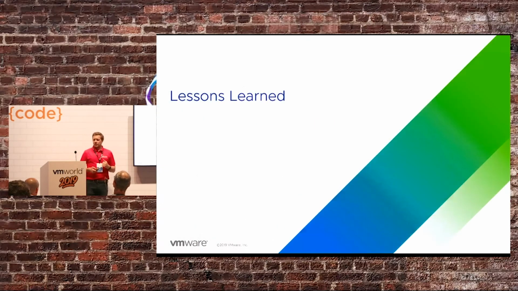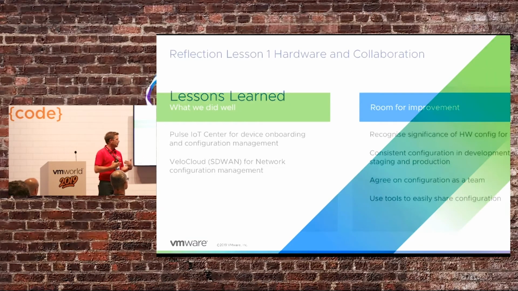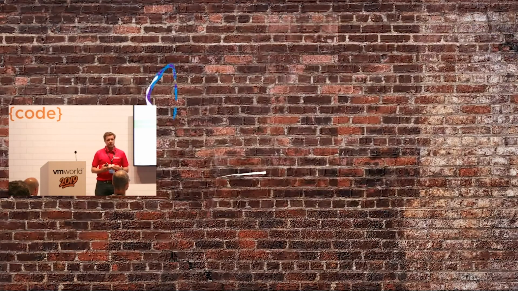So, some of the lessons that we learned in this project. We used Pulse IoT Center for device onboarding and configuration management, and we used SD-WAN and VeloCloud for network config and management. How could we have improved this? We could have had a bit more recognition of the hardware config for IoT, like that H-bridge, understanding that at the start. Having consistent configuration in development, staging, and production, and I'll talk about that in a second. And also agreeing on the configuration of the team, and using tools to easily share this as a team.